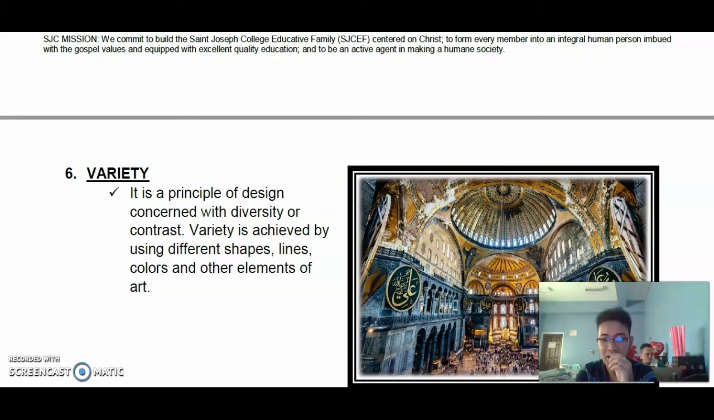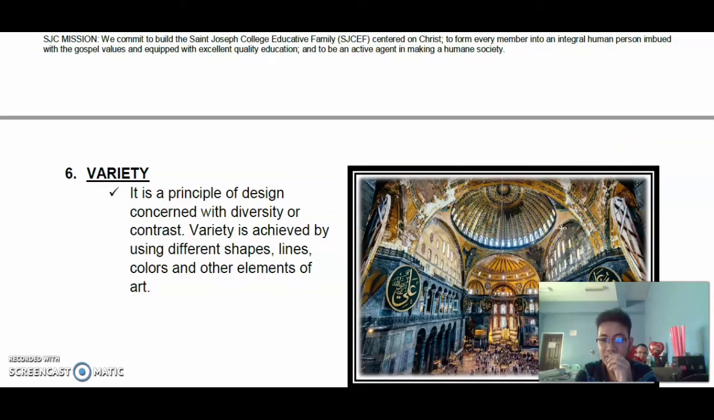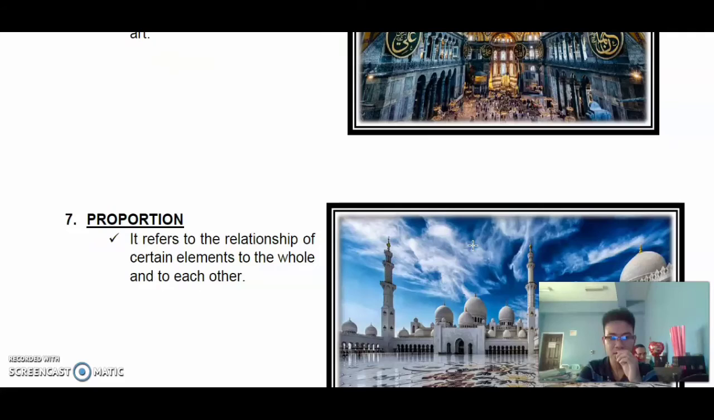So this is the Hagia Sophia of Turkey. You have it there, different usage of colors, different lines, different shapes. So this creates a variety of art elements. The next one, we have the proportion.